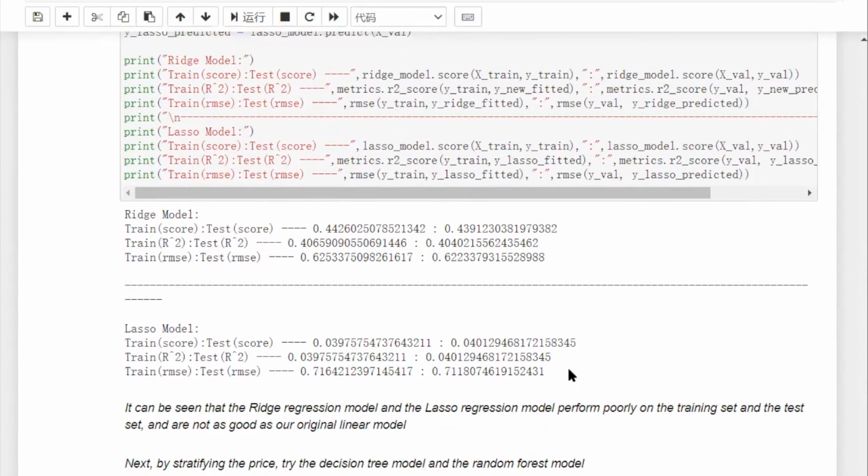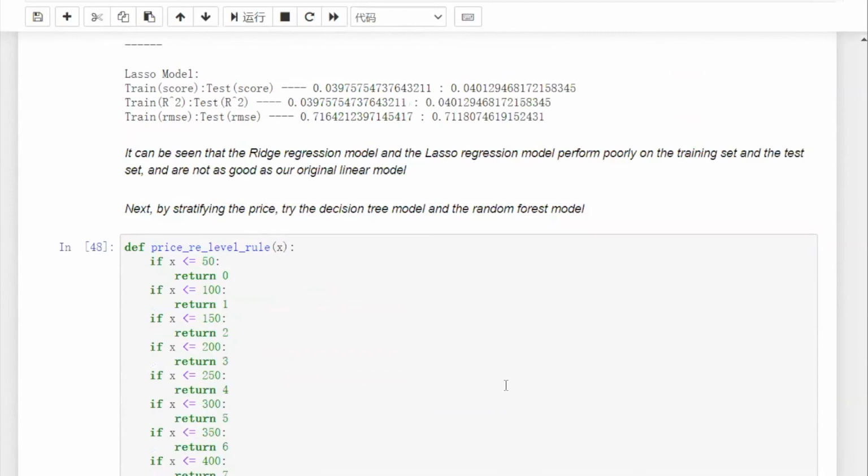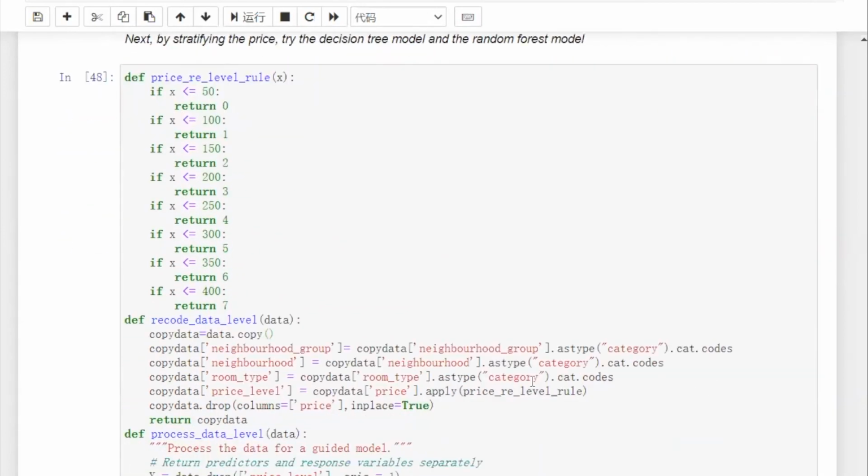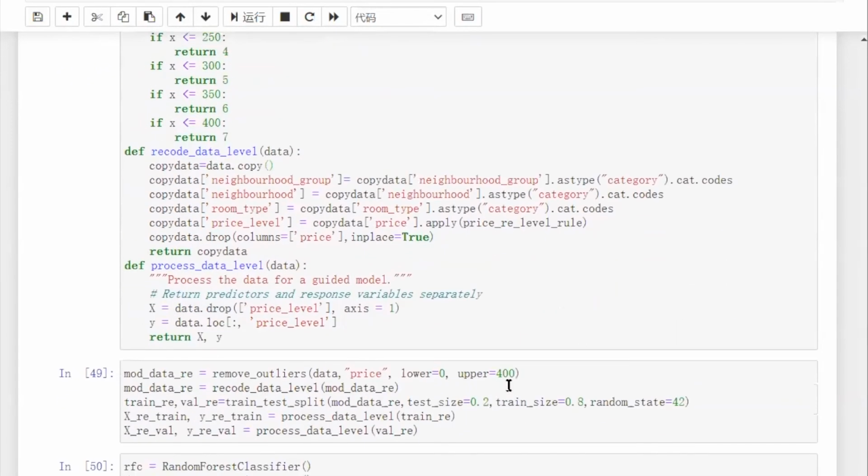We considered that the price may be more nonlinear, so we tried to use the random forest model or the single decision tree model. Firstly, we stratified the price and then fitted it. Then we still got bad results with overfitted models.